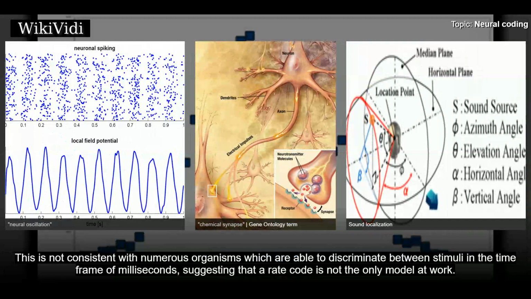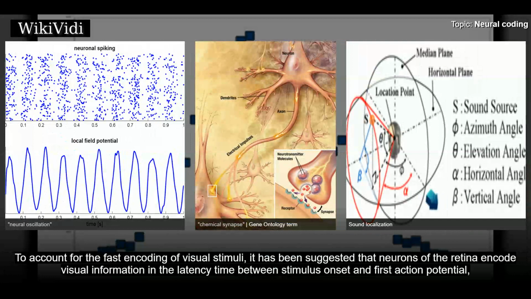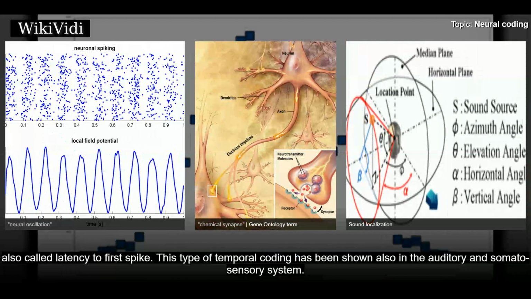This is not consistent with numerous organisms which are able to discriminate between stimuli in the time frame of milliseconds, suggesting that a rate code is not the only model at work to account for the fast encoding of visual stimuli. It has been suggested that neurons of the retina encode visual information in the latency time between stimulus onset and first action potential, also called latency to first spike. This type of temporal coding has been shown also in the auditory and somatosensory system.